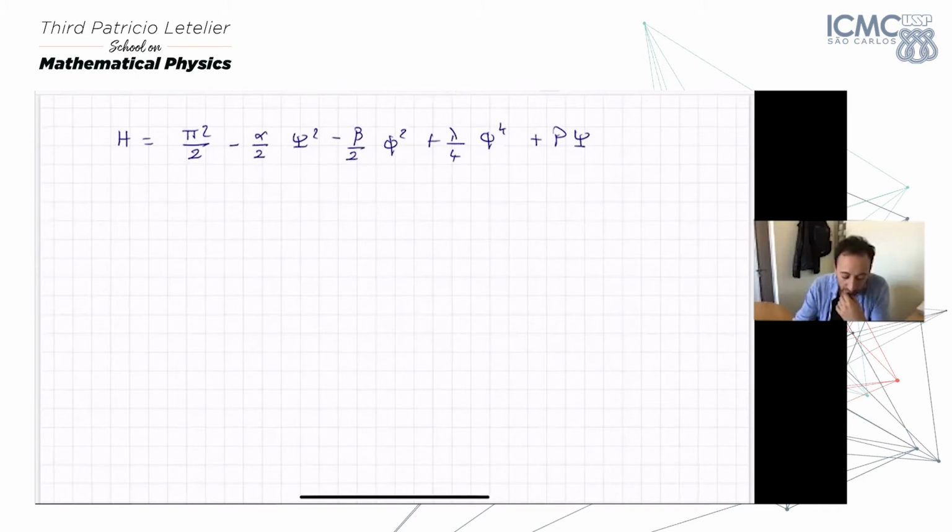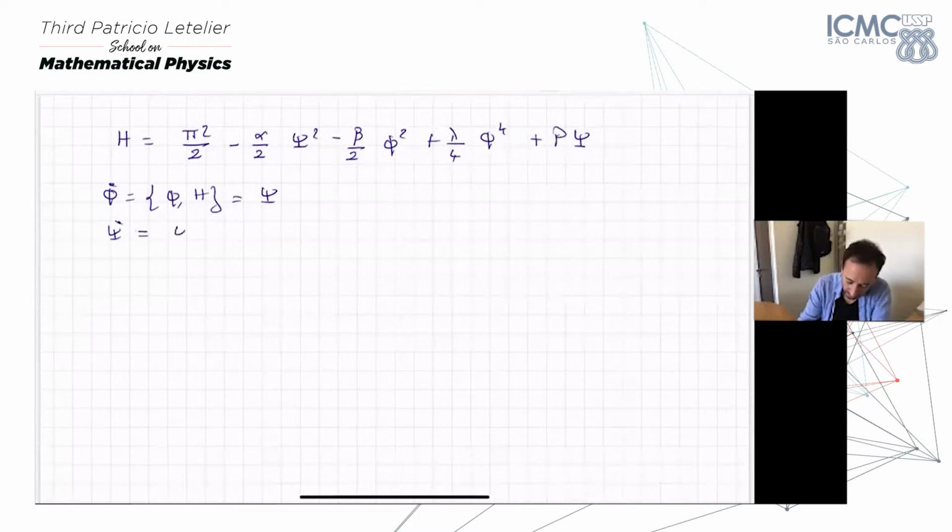Fine. Now I can calculate the equations of motion. Phi dot is going to be the Poisson bracket of phi with the Hamiltonian, and this is going to be psi. Psi dot is equal to the Poisson bracket of psi with the Hamiltonian. So that is going to be the variation of the Hamiltonian with respect to pi, which is going to be pi.